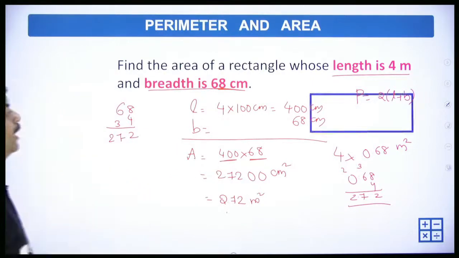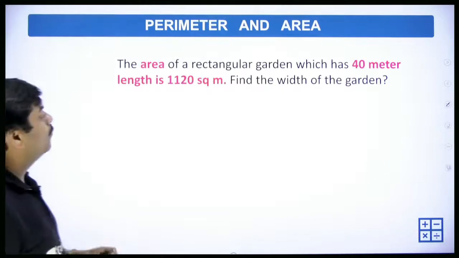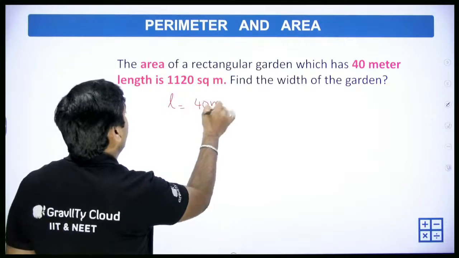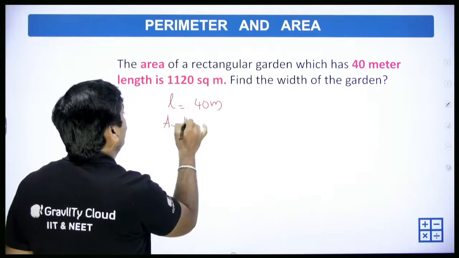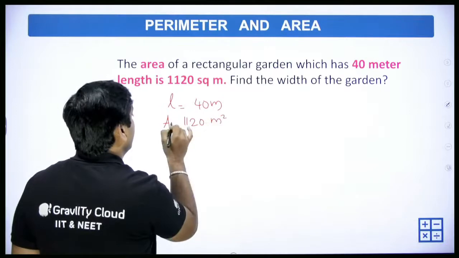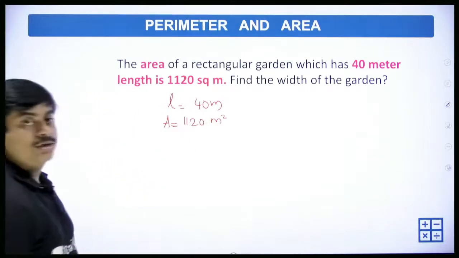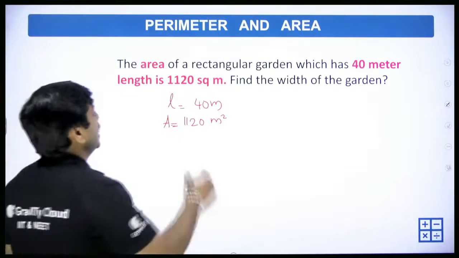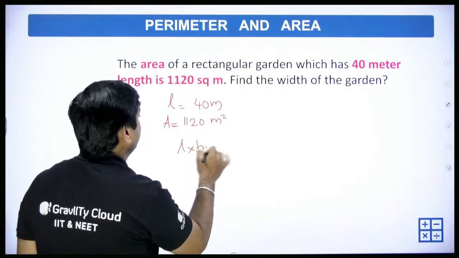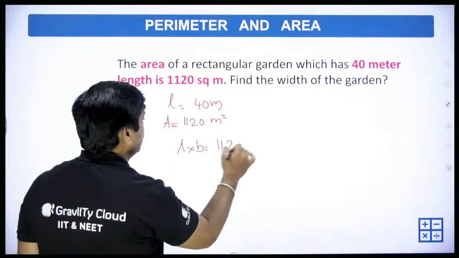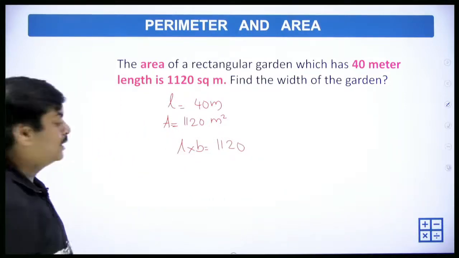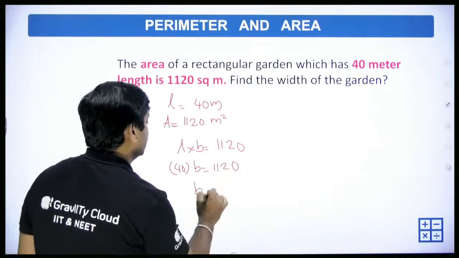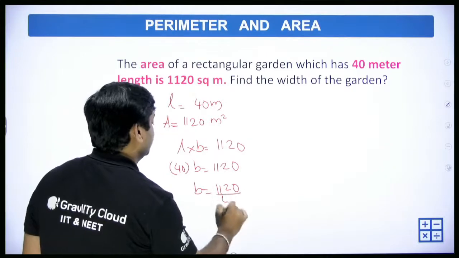Okay, so moving ahead, the area of a rectangular garden which has length 40 meters is given as 1120 square meters. Find the width of the garden. So we know that area is length into breadth, which is 1120. Length is 40 meters, right? 40 into B is equal to 1120. So B is equal to 1120 by 40.